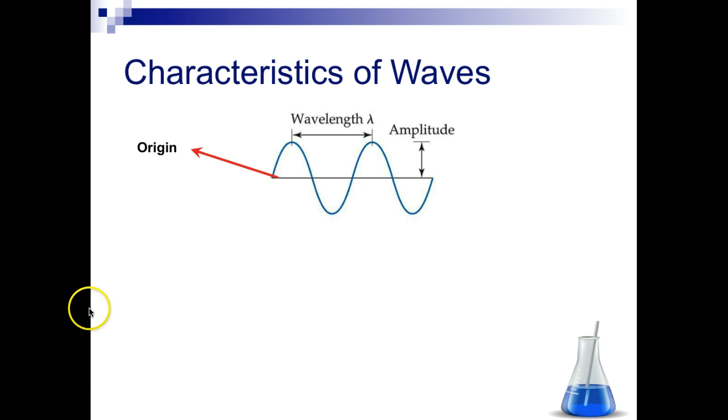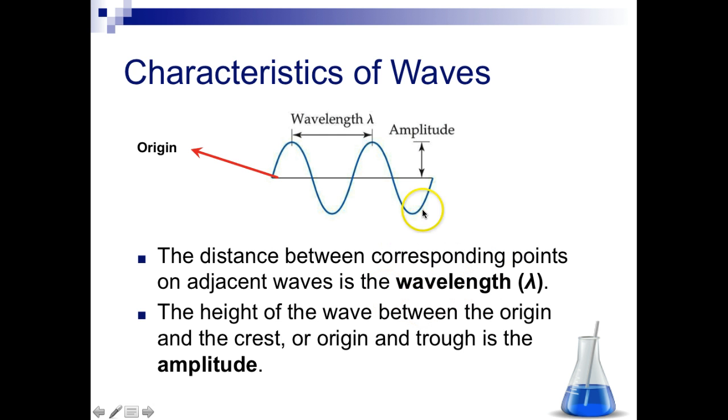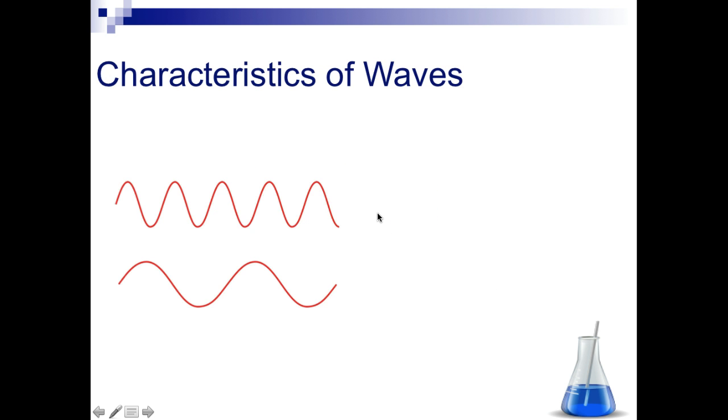So characteristics of a wave. So we have the origin in the middle. Then we have the wavelength. The wavelength is the distance that it travels from crest to crest or trough to trough, and the amplitude is the height of the wave. So like we said, the distance between two corresponding points on adjacent waves is the wavelength. The height of the wave between the origin and the crest, which is the top, or the origin and the trough, which is the bottom, is called the amplitude, so how high the wave is.